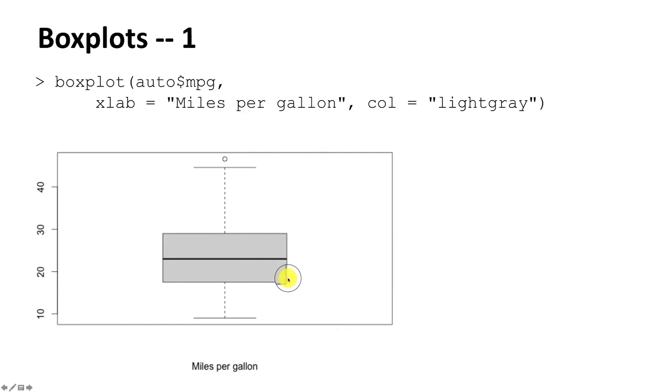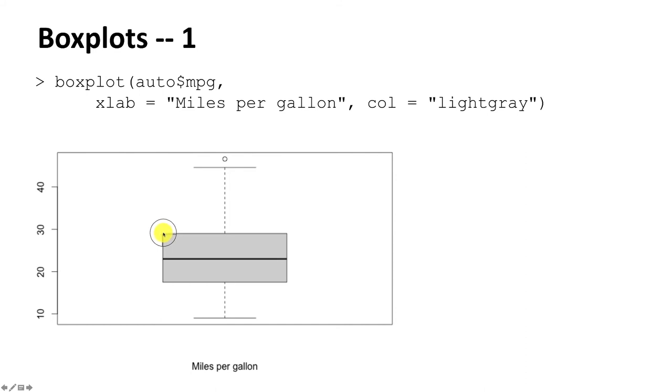Okay, so here you can see that even though the range is quite large, much of the data lies in the lower part of the range. That's what you can infer from this. The line in the box shows the median, and the length from the first quartile to the third quartile is called the interquartile range.